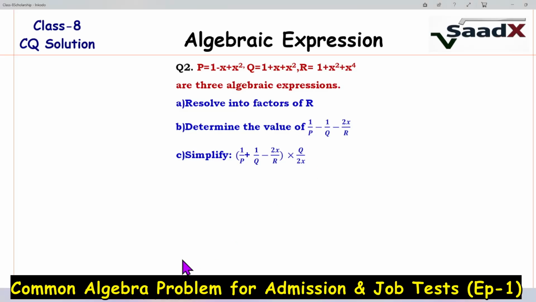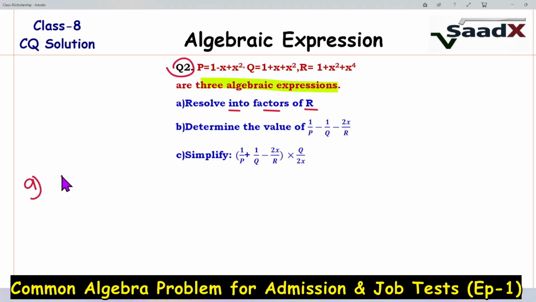Algebraic expression creative question 2. Number A, resolve into factors of R. Look, here are 3 algebraic expressions. We will read this one step by step. First, we have to find out the factors of R.